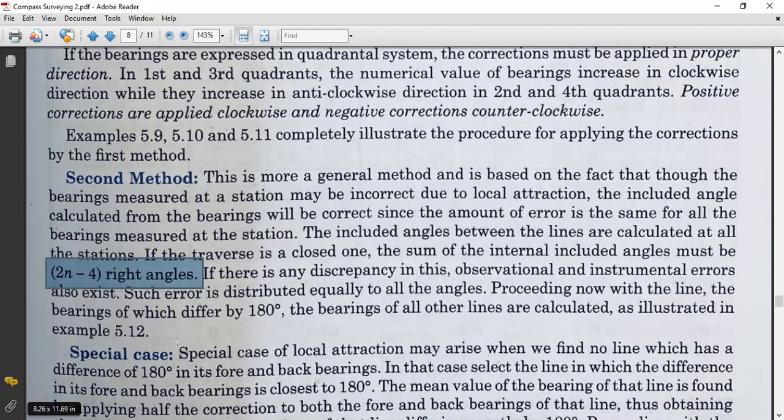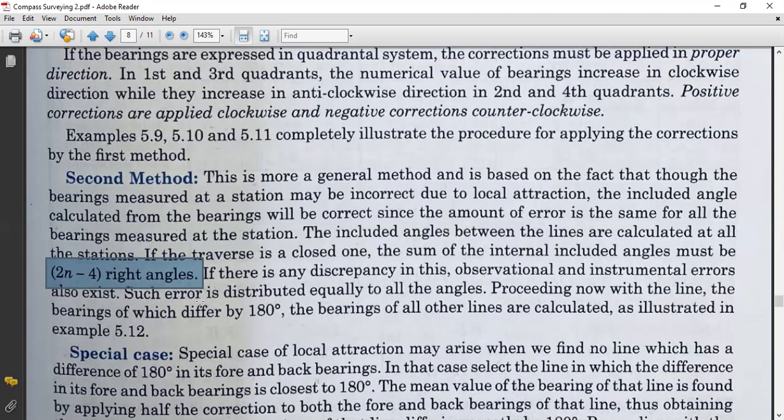So in the second method, to detect whether the geometrical figure is affected by local attraction or not, I will calculate the interior angles from the bearings given and sum the angles. That sum has to be equal to (2n minus 4) into 90 degrees, right? If the sum is not equal, whatever error you get, you have to distribute the error to all the sides.